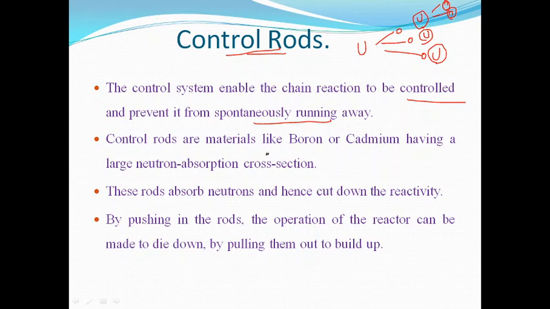For example, control rods like boron and cadmium, which have a large neutron absorption cross section, are used for this purpose. Control rods are for absorbing neutrons, right? They should be able to absorb the extra neutrons, and they should be able to control the number of neutrons. And for that purpose, they should be able to absorb the neutrons that are in excess. That is why a control rod should have a large neutron absorption cross section.